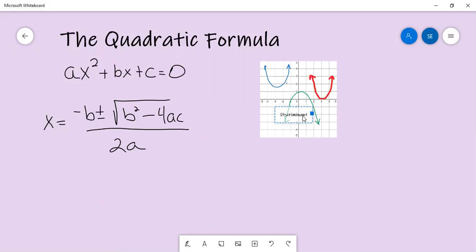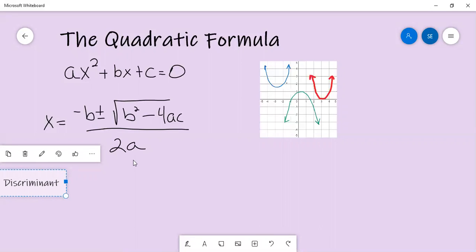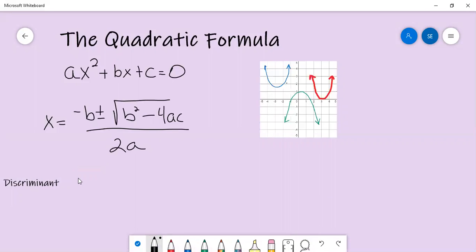Our discriminant. And again, the discriminant is the portion that's underneath our square root function. So this is our b squared minus 4ac. So now if this is equal to 0, we have one solution.